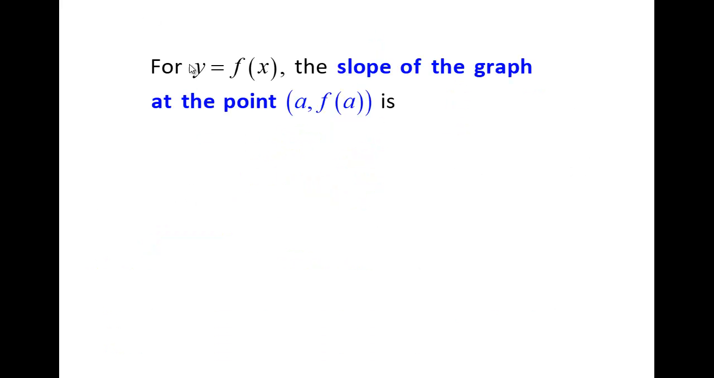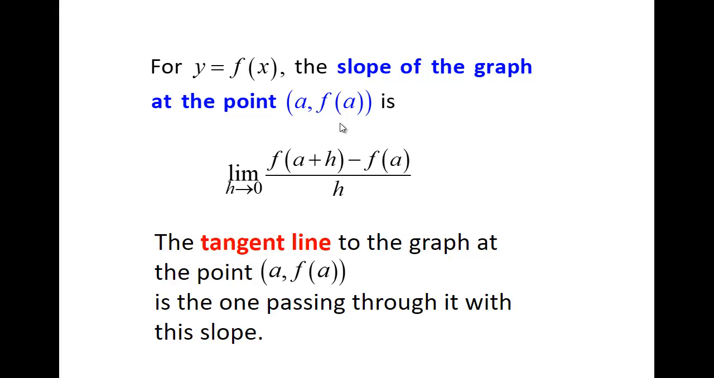So for y equals f of x, the slope of the tangent line to the graph of this function at the point a, f of a is given by the limit as h goes to 0 of f of a plus h minus f of a over h. And the tangent line to the graph of the function at the point a, f of a is the one passing through it with this slope.